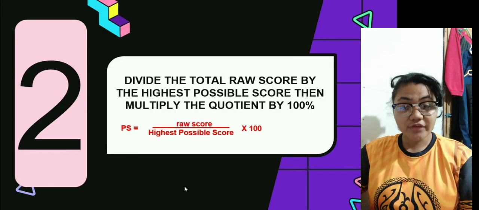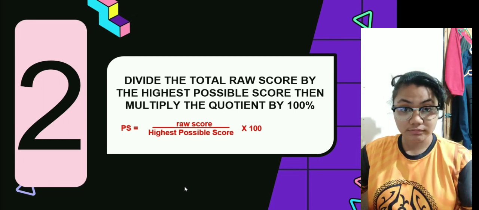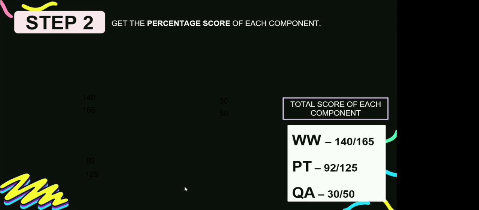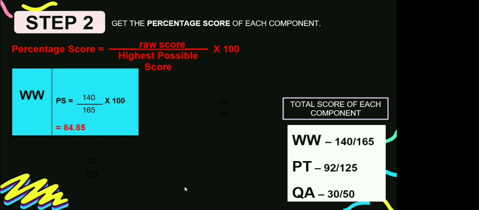Step 2. Divide the total raw score by the highest possible score, then multiply the quotient by 100%. After we get the total scores of each component, we are now going to get the percentage score of each component using the formula for the percentage score. So percentage score is equal to total raw score divided by the total highest possible score times 100.